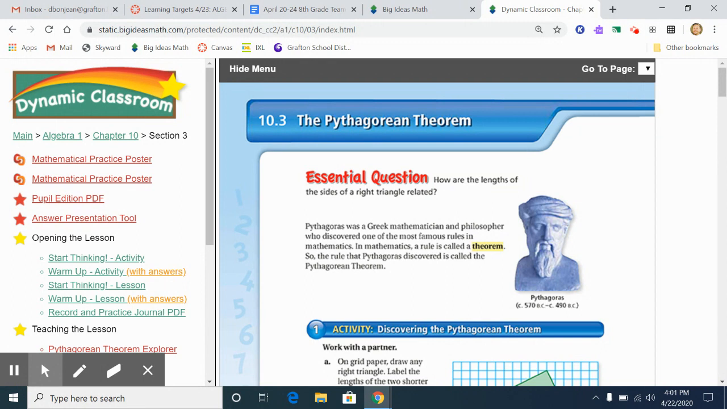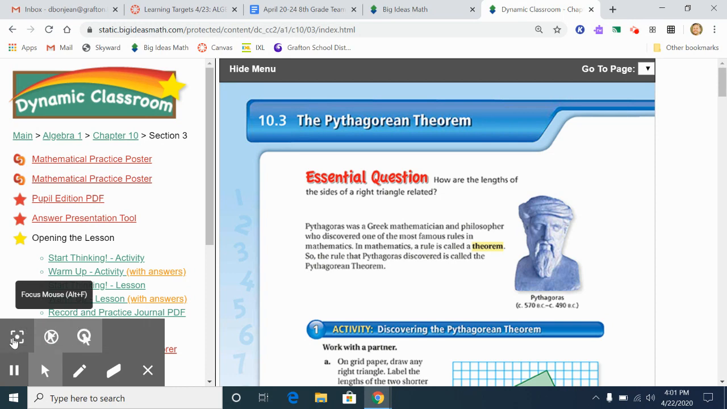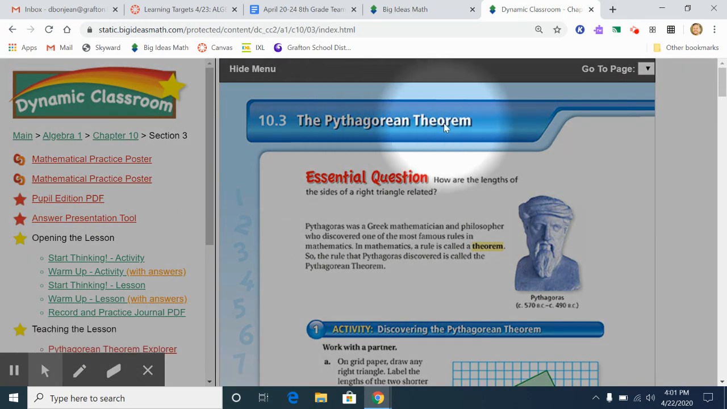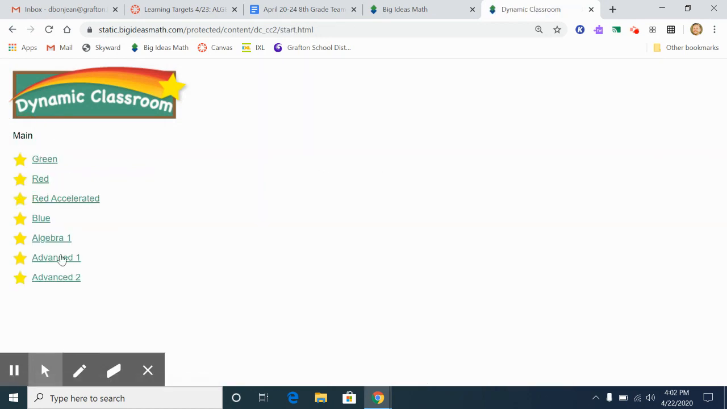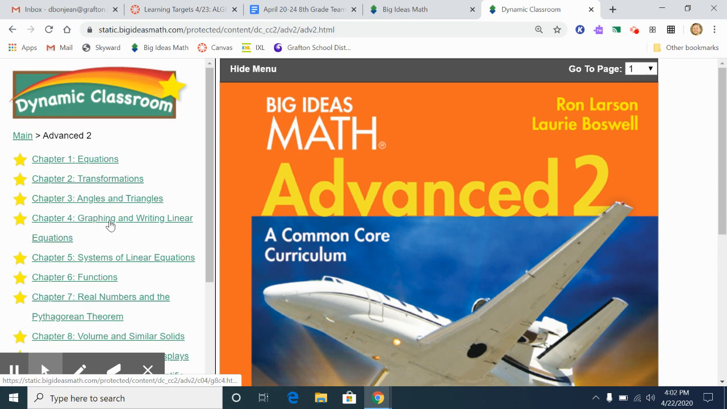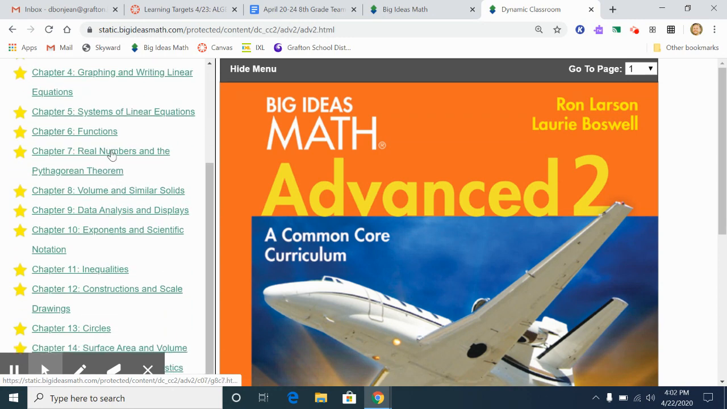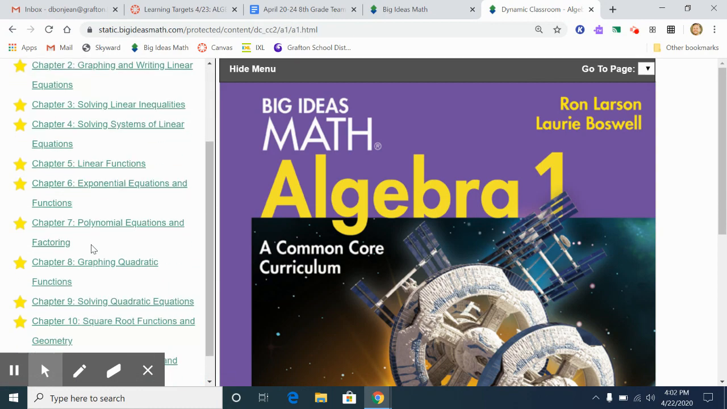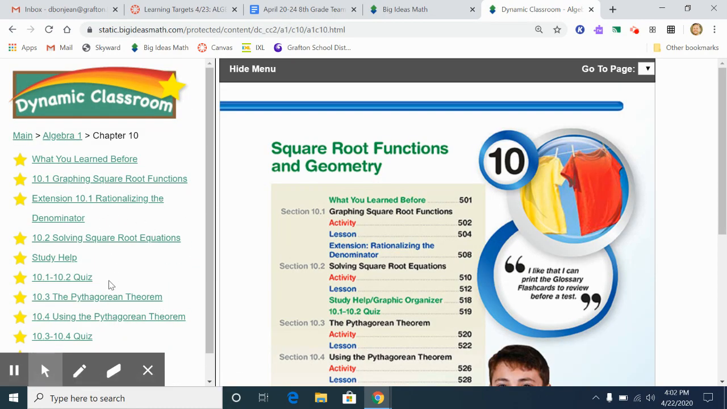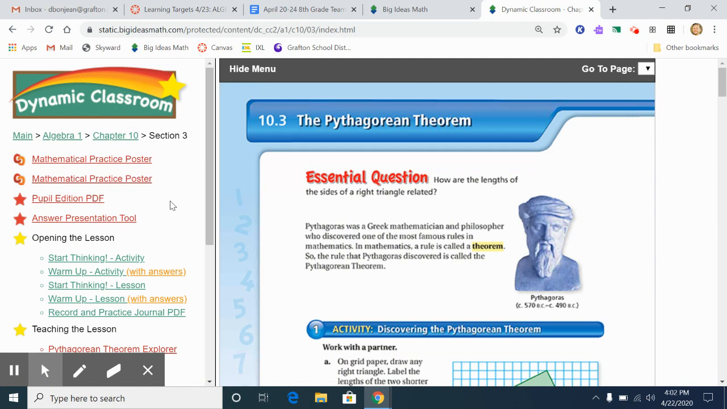Today we are going to talk about a subject that you have already learned. We're going to fly through pretty quick today. It is something called the Pythagorean Theorem. Just to show you real quick, you learned it last year in your Advanced 2 class. If we look in here, here it is, in Chapter 7, you learned real numbers in the Pythagorean Theorem. But it is a really, really important rule in math and in geometry, so we obviously should review this before you move on to geometry next year.